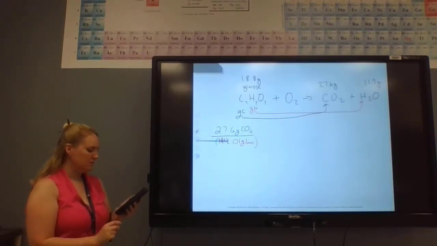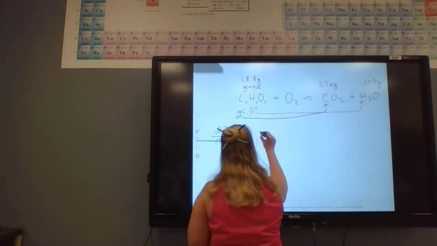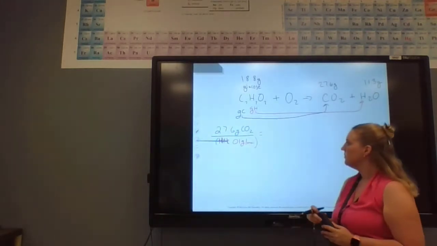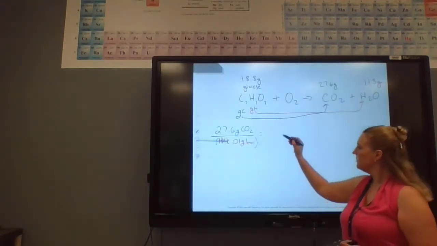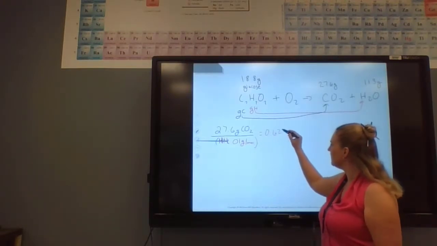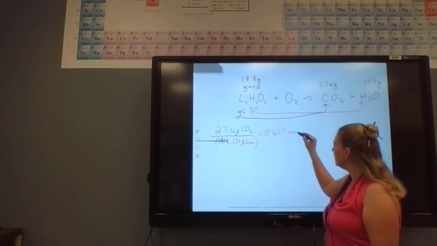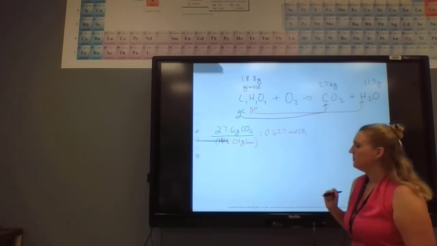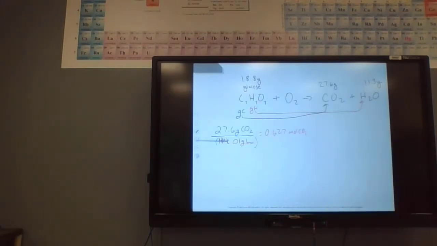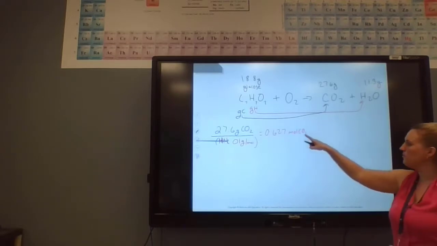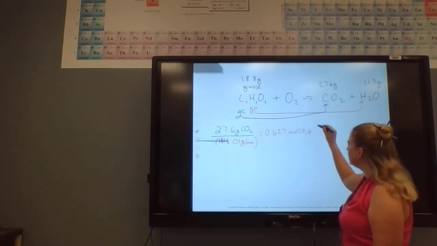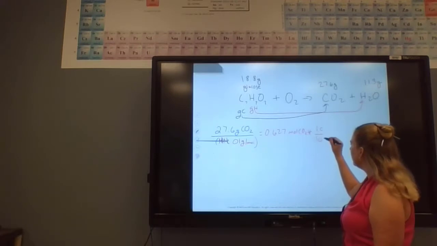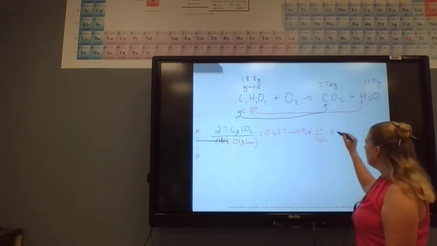That gives us how many moles of carbon dioxide? Good. 0.627 moles of CO2. So if that's how many moles of CO2, what is the ratio for carbon to carbon dioxide? How many carbons is in every carbon dioxide? 1. There's 1 carbon for every carbon dioxide. So we're going to multiply that by a ratio of 1 carbon to every 1 carbon dioxide. And now we have 0.627 moles of carbon.